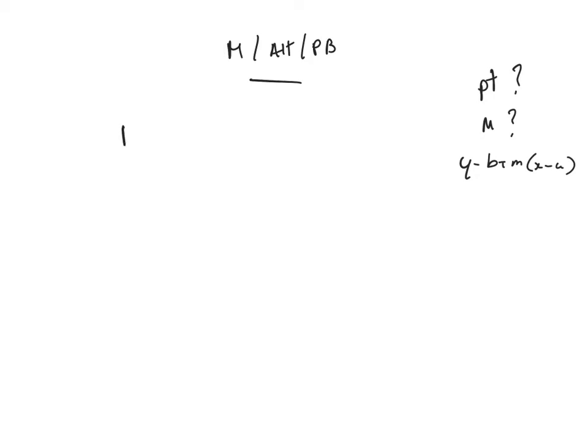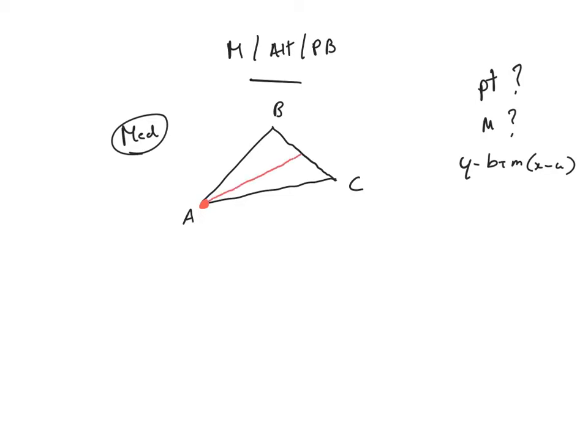Okay, so let's first of all focus on a median. If you've got a triangle, call it ABC, each triangle will have 3 medians. So let's say we've got a median from A. What the median does is it comes from a corner, from a vertex, from A, and it cuts the opposite line in the middle.